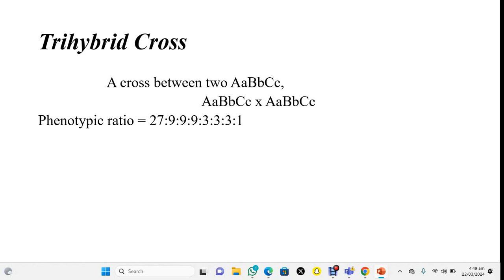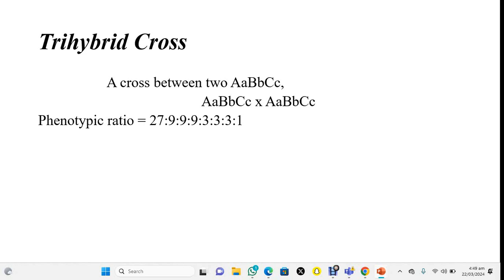The three means that we have only one dominant gene. It means that A is dominant and B and C are recessive. Or the second three means that B is dominant and A and C are recessive. And the last three could be that C is dominant and A and B are recessive. Right, so that is the meaning of the ratio.